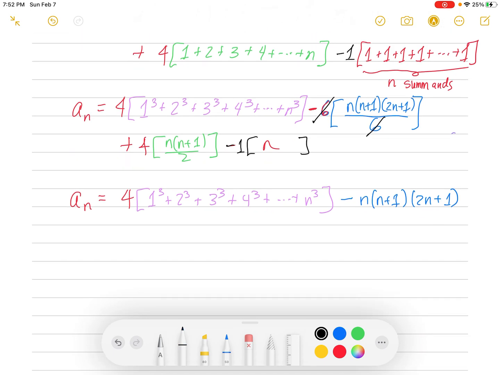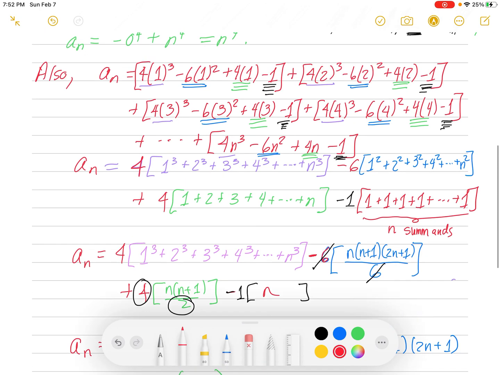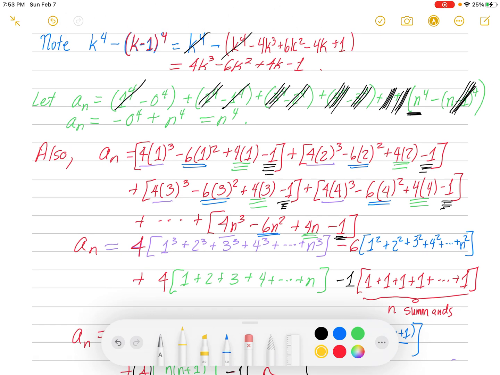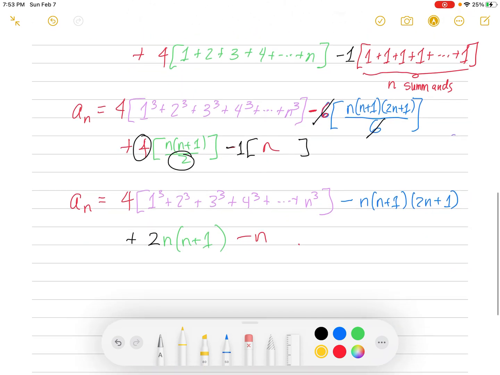Okay, here we're going to have 4 over 2. That's just going to give us a 2. So we're going to have plus 2n times n plus 1. And notice we're going to have negative 1 times n is going to be minus n. Now, what was the left-hand version of that formula? Remember we said it was n to the 4th, right? Back here, remember we said that another name for a_n is n to the 4th. We calculated that earlier.